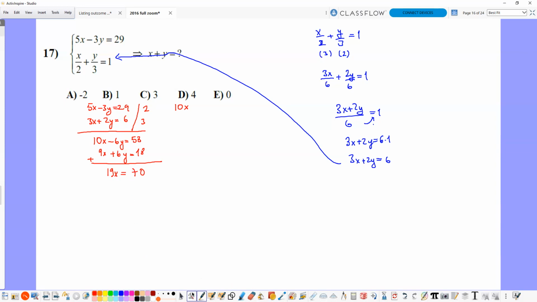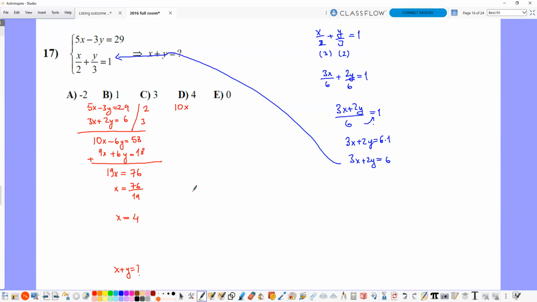Okay, then 58 plus 18. Now it's okay, we are going to get a divisible number because answers are integers. So this should be an integer result. 58 plus 18 is going to be 76. So x is equal to 76 divided by 19, which means x is equal to 4. So we are going to find x plus y, it's equal to what? I need the y value now.